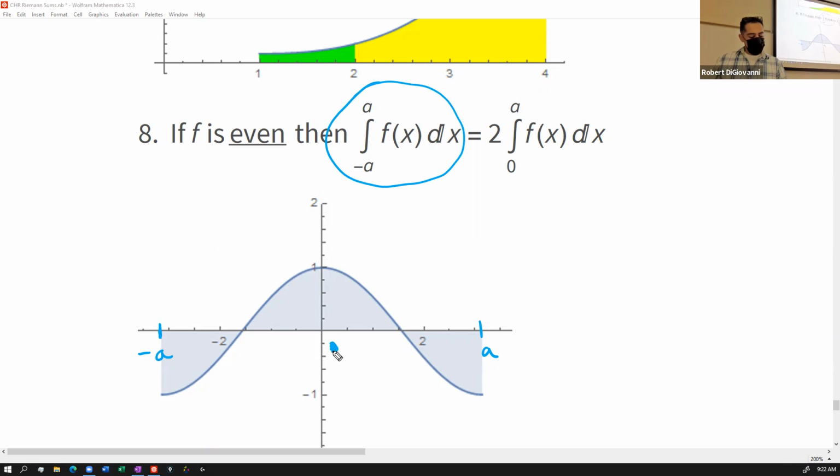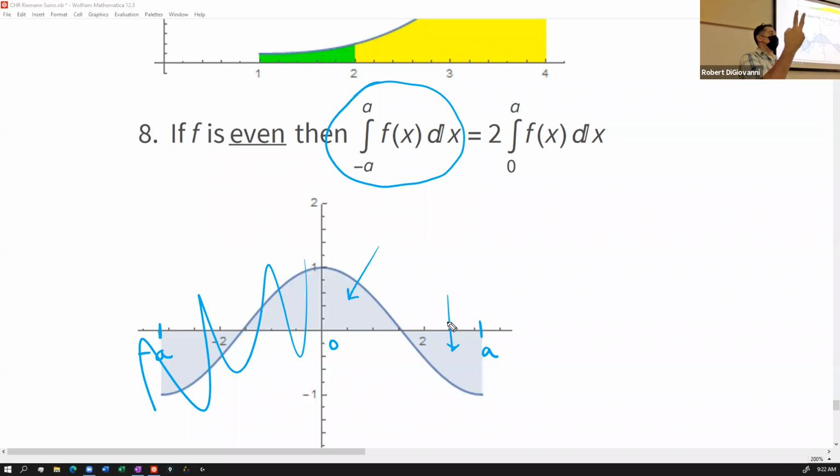If we want to find that area from negative a to a, all we have to do is really look at it from zero to a. So you can ignore this, find that area, whatever that is together, and double the answer. Because you know that that's what it is on the other side also, right? So that's what this says. Double the answer. From 0 to a.